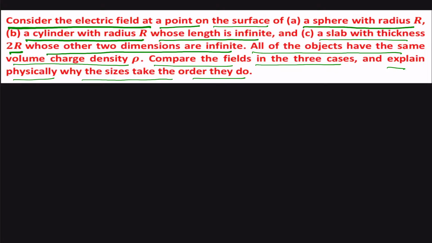They have the same charge density. Only, you can see, the slab has thickness 2r, and the sphere and the cylinder have the same radius. And so we are going to use Gauss law in each of the cases. So let us start with our first case, and that is our solid sphere. The solid sphere is given as having a radius, and that radius is our r.